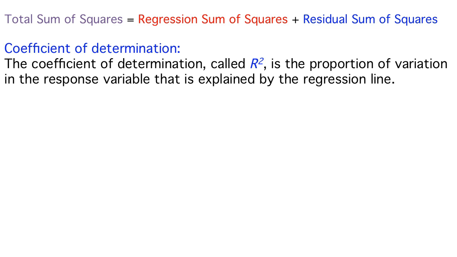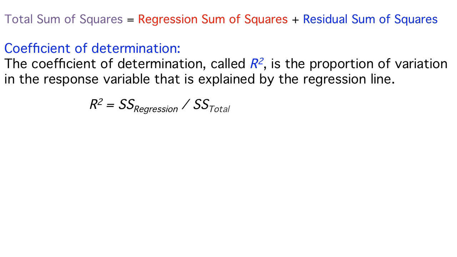The statistic is called the coefficient of determination, but is more commonly referred to by its symbol, which is R squared. R squared is the proportion of the variation in the response variable that is explained by the regression line. That is, it's the proportion of variation in the y's that is explained by the linear relationship with x.